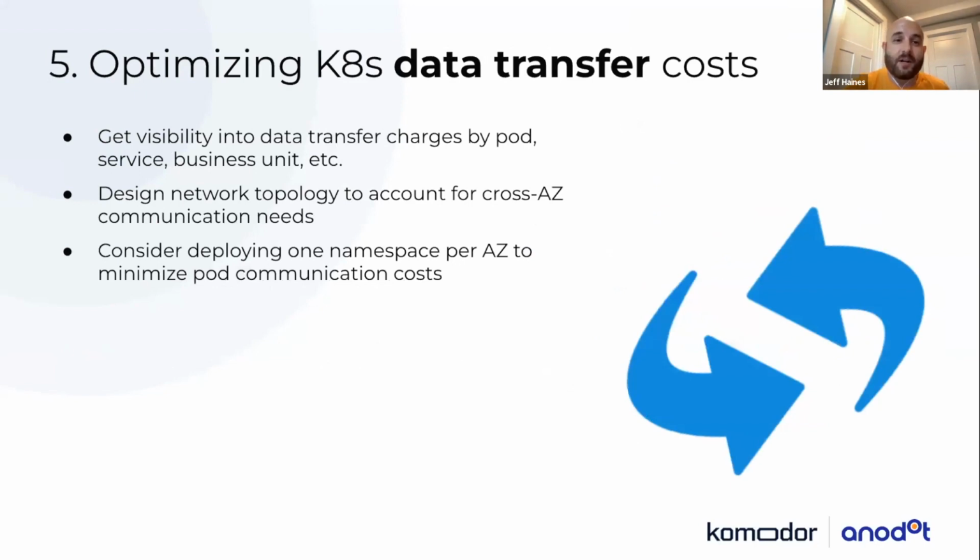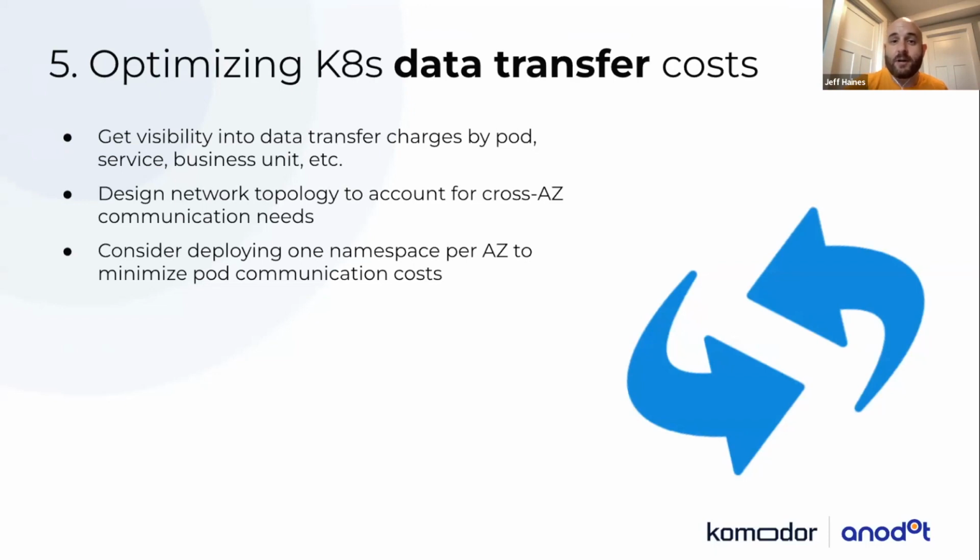Optimizing your data transfer costs. First, you'll need visibility into your existing Kubernetes deployment of what pods are incurring data transfer charges and the ability to categorize them by business objects like teams, services, and apps. Consider designing your network topology so that it will account for the communication needs of pods across AZs so you can avoid added data transfer fees.